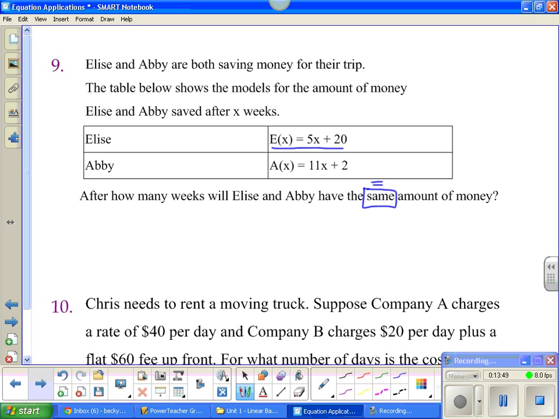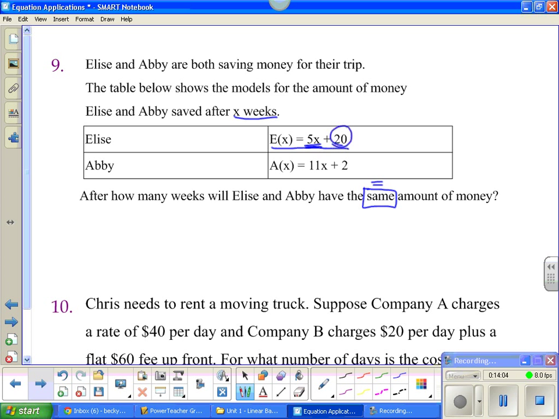All right, so let's look at Elise. Here's Elise's equation. How much money is Elise starting with? She is starting with 20 bucks. She has put 20 bucks in her bank account. And then X represents weeks. So what's happening to Elise's bank account every week? She's putting in an extra $5.